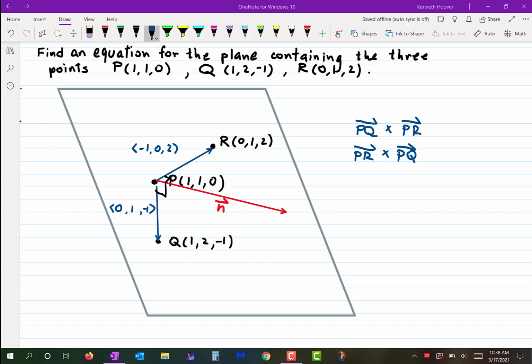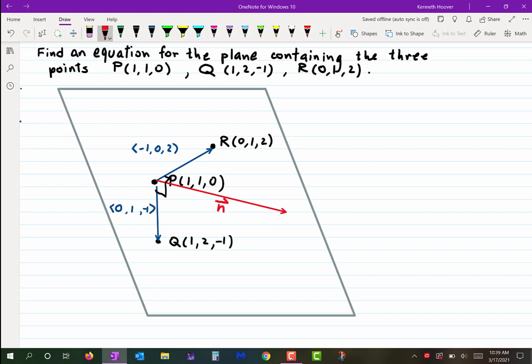The answer is, the way I've drawn it, using the right-hand rule, that would be PQ cross PR. PR cross PQ would be pointing in the other direction. Okay, but either one would work. You could use either one. I'm just asking you to see if you remember the right-hand rule. The one that I drew is PQ cross PR.